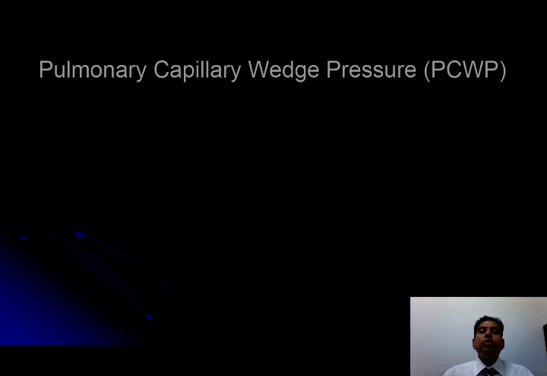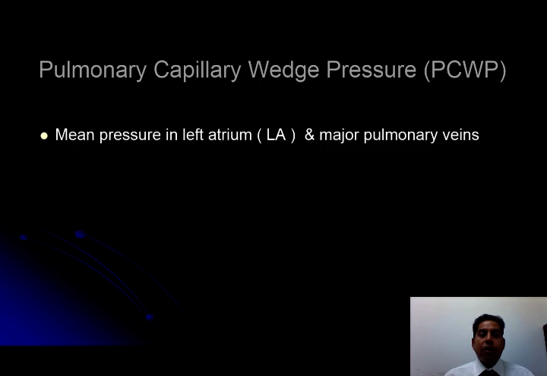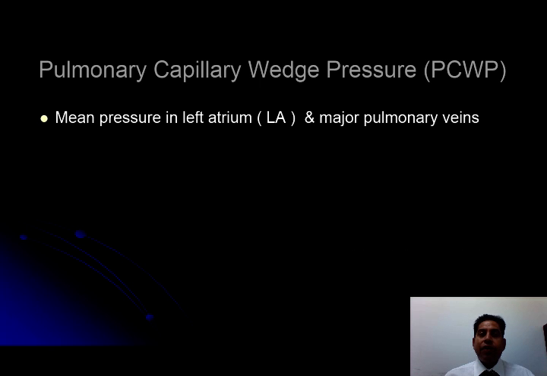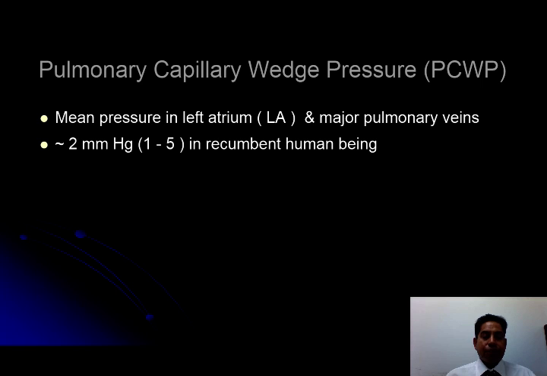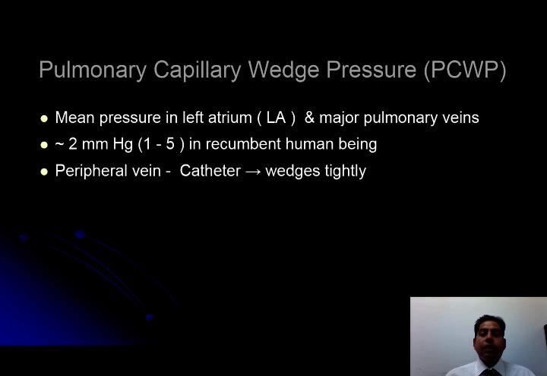Now we should also know something about the pulmonary capillary wedge pressure. The pulmonary capillary wedge pressure is the mean pressure in the left atrium and the major pulmonary veins. Approximately it is 2 millimeters in the recumbent human being. Of course, the range can be between 1 to 5 millimeters of pressure.